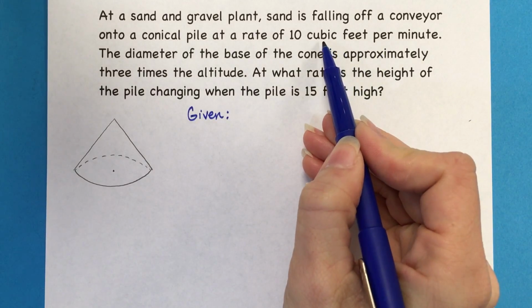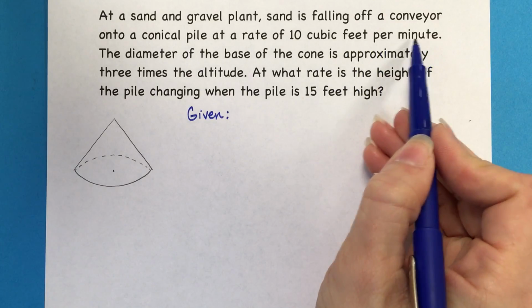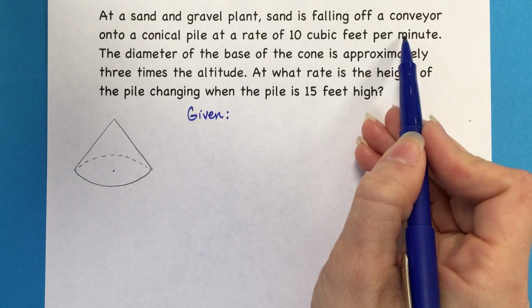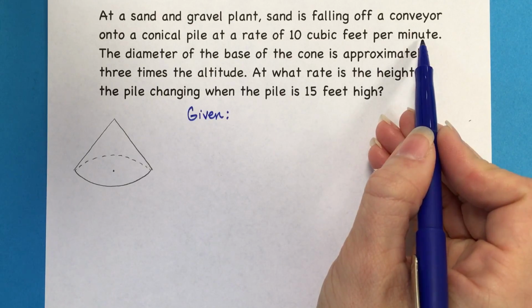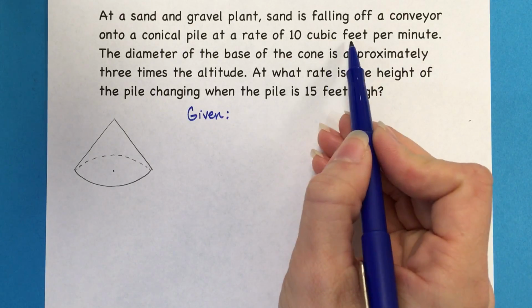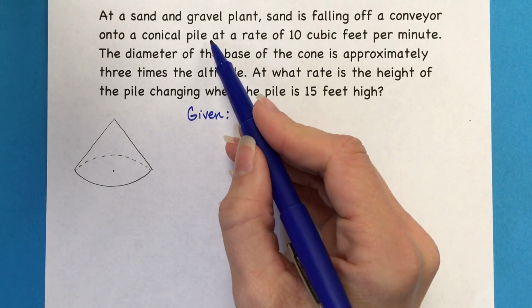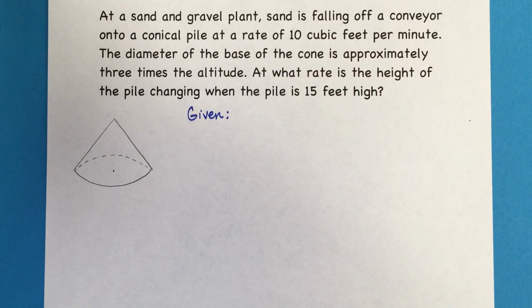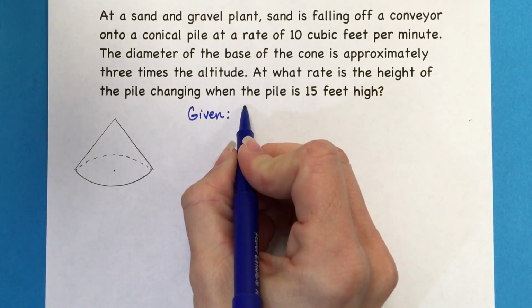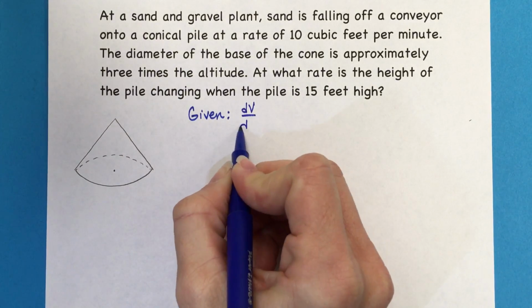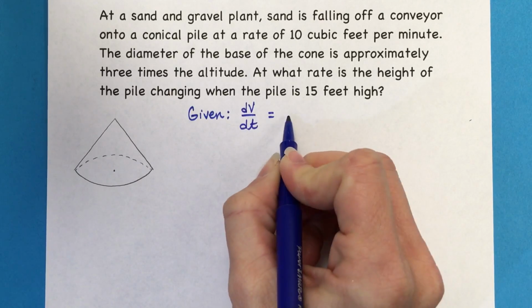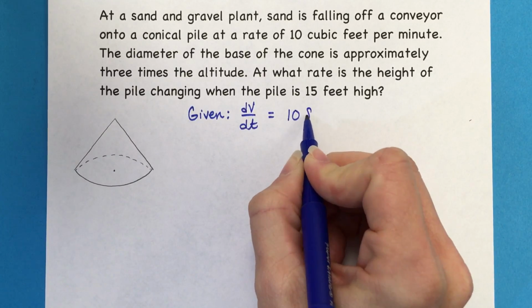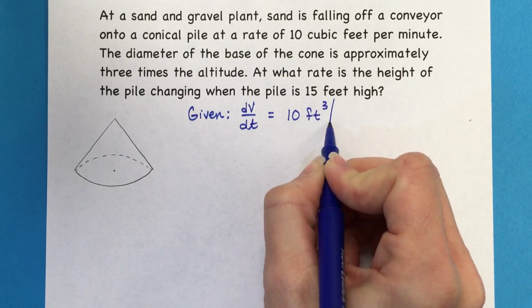Here you have cubic feet per minute. So again, this is always going to be a rate anytime you have something per something. Since it's cubic feet and you're talking about this pile that's being formed as the sand continues to build on top, you're talking about its volume, because volume is always in cubic units. So I'm going to refer to this as dV/dt, and it's given to me as 10 cubic feet per minute.